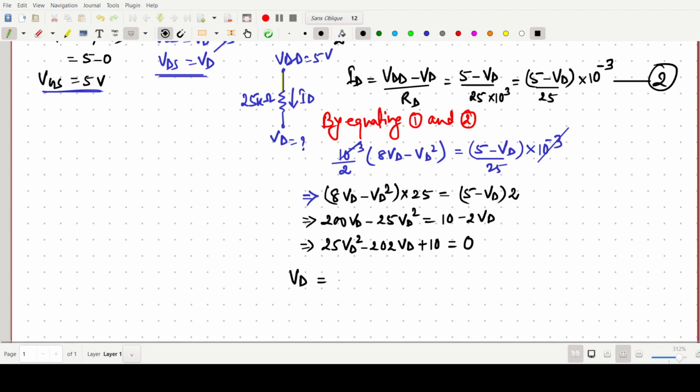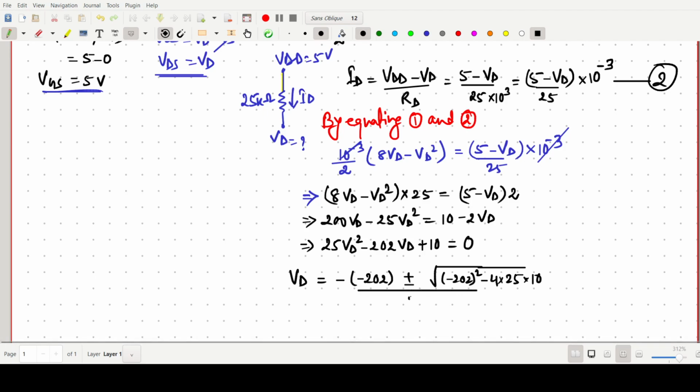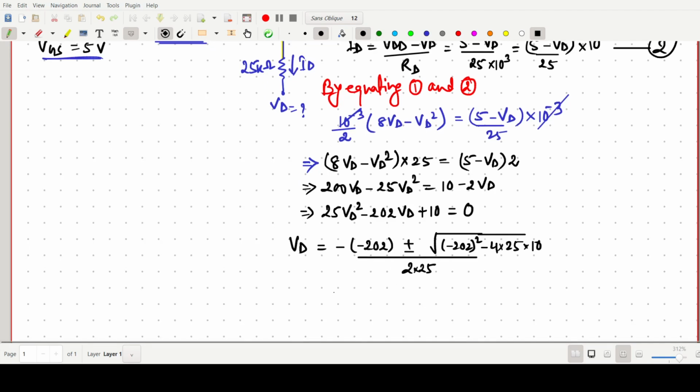VD will be minus B, so this one is B. So better to write minus B plus or minus square root of B square, so minus 202 whole square, minus 4 times A, which is 25, times C, which is 10. Okay, this one is multiplication, divided by 2A, the simple quadratic equation concept, 2 multiplied by 25. Then after we can solve like this: 202 plus or minus square root of 202 whole square.